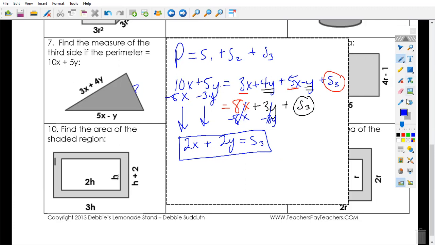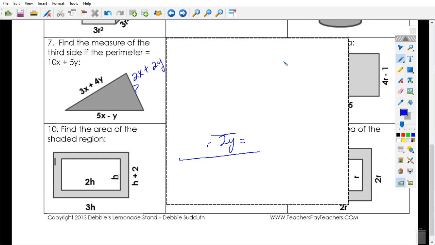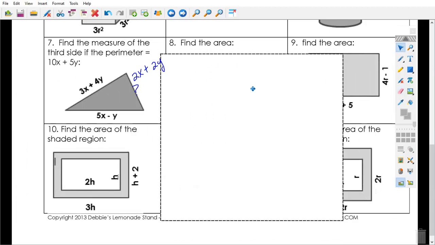All right. Let's try another one. I meant to write my answer. What was the side? 2x plus 2y. Yeah, I just wrote it on the side. Thank you, guys. All right. This one.